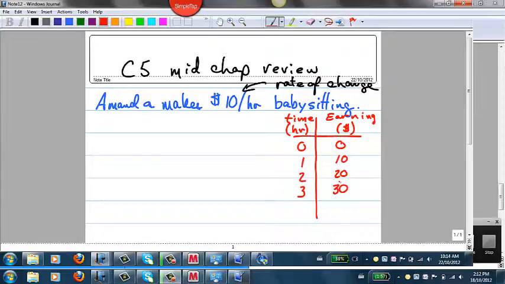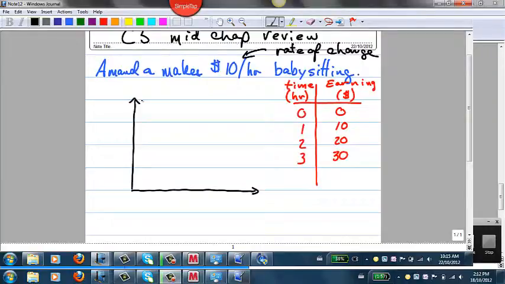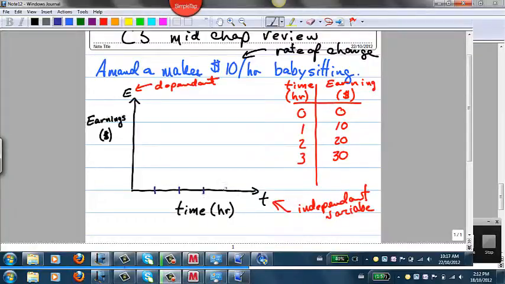So you might start by making a table of values where your independent variable, the time in this case, goes on the left side, and your dependent variable, the money that she earns, goes on the right side. From there, you'll build a set of axes, horizontal for time and vertical for earnings. Notice that your independent variable goes on the horizontal axis, and your dependent variable goes on the vertical axis.